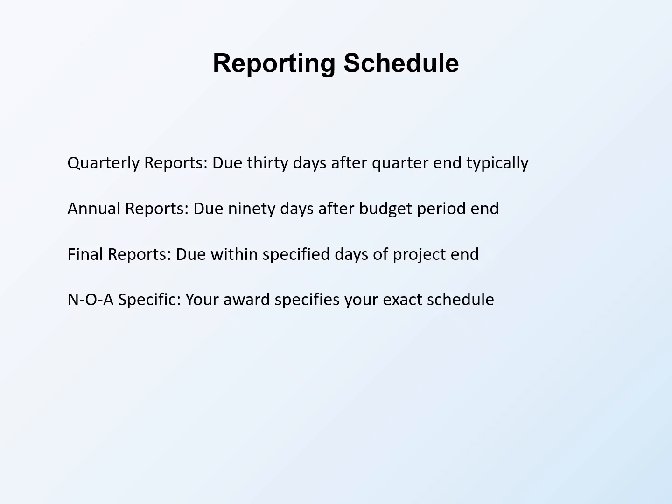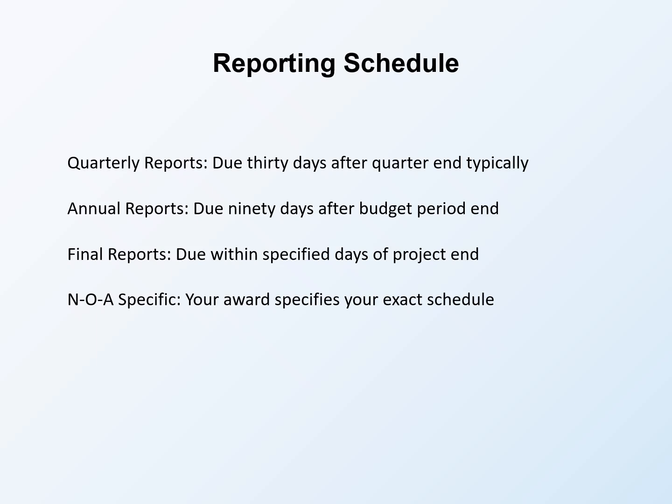Quarterly reports are commonly required for many federal grants. These reports cover each calendar or fiscal quarter and are typically due 30 days after the quarter ends. Quarterly reporting provides regular updates on financial status. Annual reports are due at the end of each budget period, typically within 90 days after the budget period ends. Annual reports provide comprehensive financial information for the completed year. They may be required in addition to or instead of quarterly reports depending on your award.